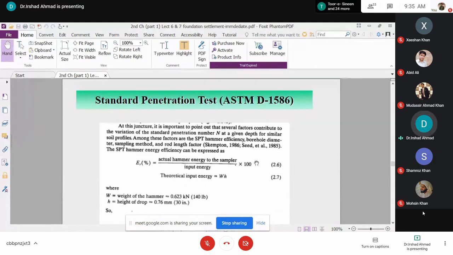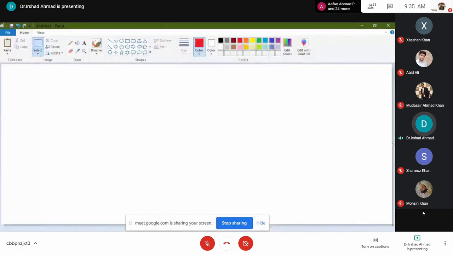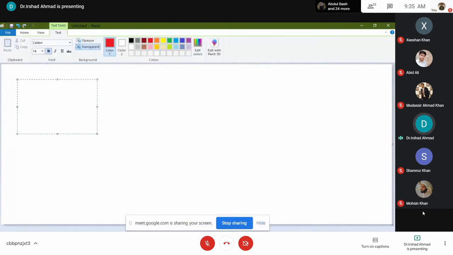Now come to the real part. It's called energy ratio, or efficiency of the hammer, or energy ratio.